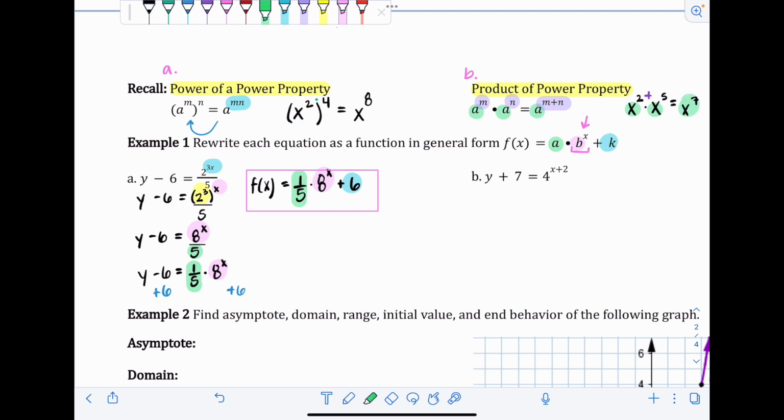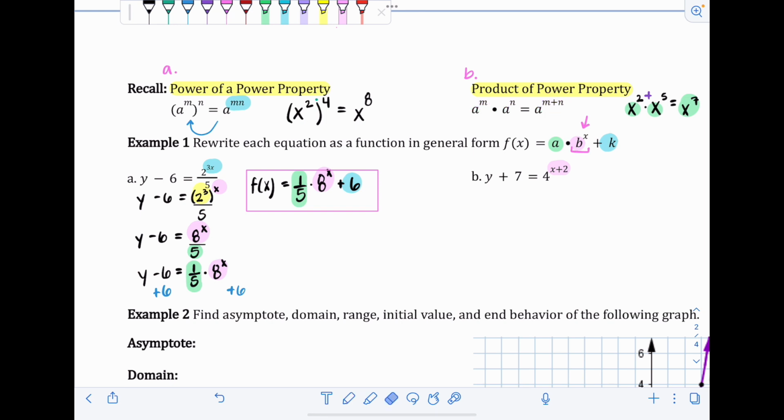Okay, so b is y plus 7 equals 4 to the x plus 2. And again, we're starting off with a similar problem as the first one, where as my exponent, I need it to just be an x. I can't have that plus 2 there. Since that has the sum of two exponents versus the first problem had the product, that's why we have to use this property, because it involves adding the exponents.